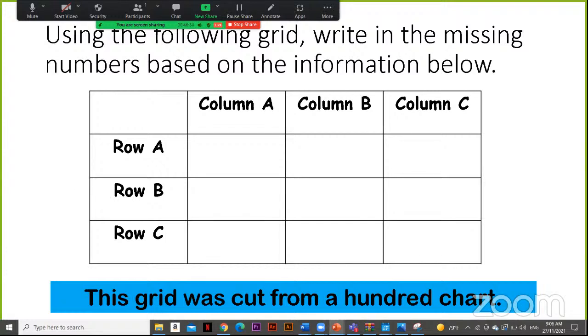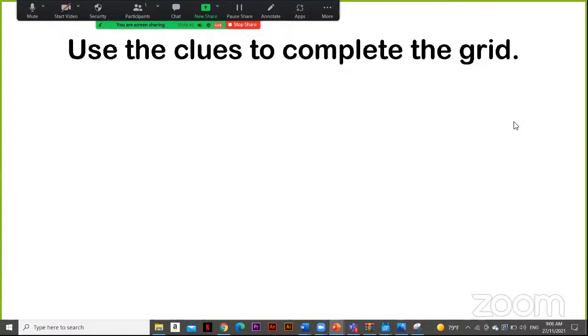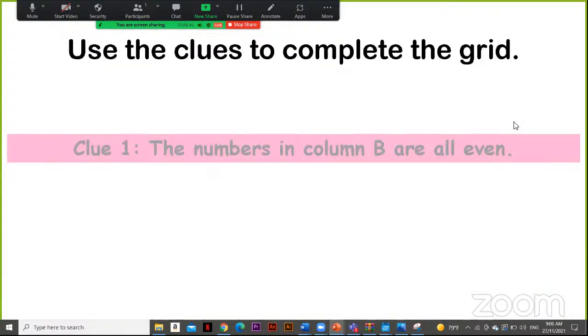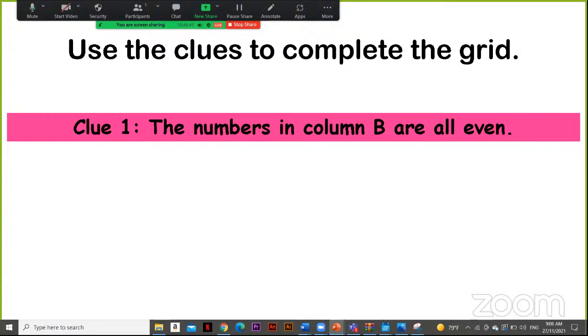All right, so I take it that you probably are finished with drawing up your grid. So let's carry on. We're going to use these clues to complete the grid. The first clue is that the numbers in column B are all even. Go ahead, write down these clues because we will need to use them to complete our grid.